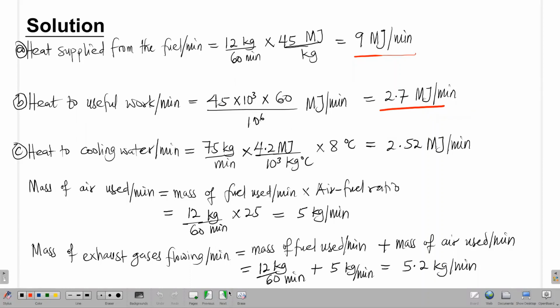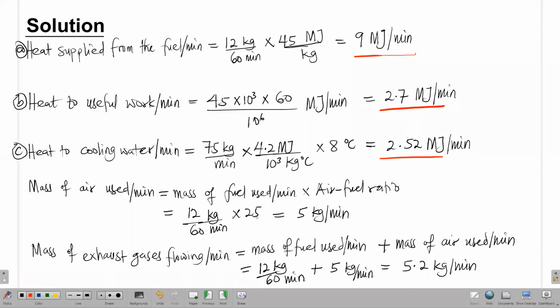Now, the heat to cooling water per minute is 25 kilograms per minute. That's the flow rate times 4.2 kilojoules. So this is like the mass flow rate times the specific heat capacity times the temperature rise. That will give us an answer of 0.84 megajoules per minute.